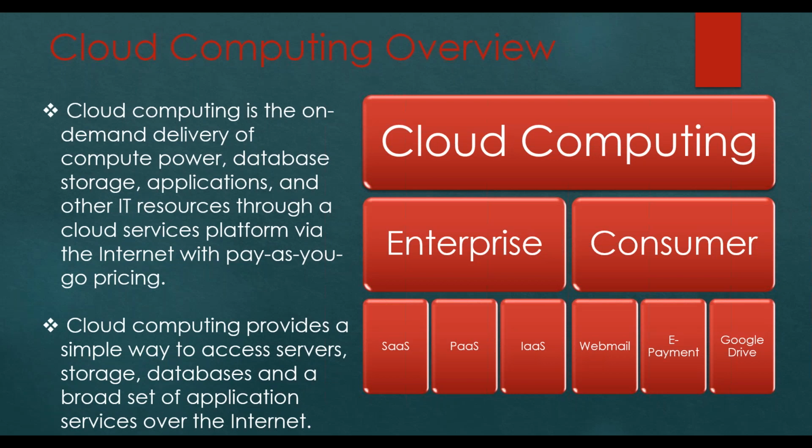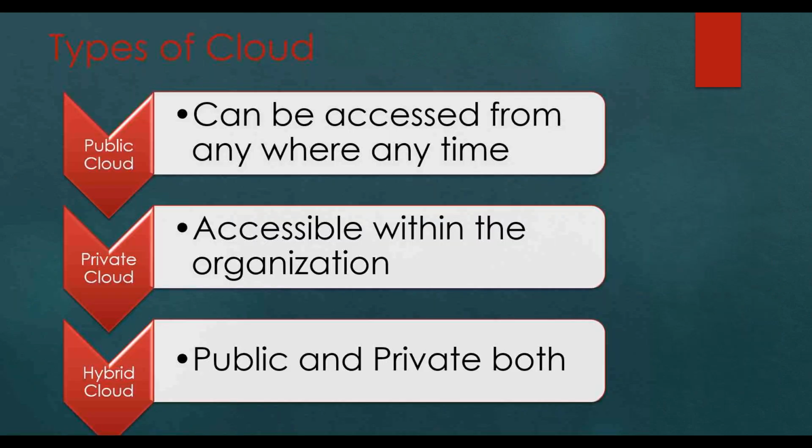If we talk about the types of cloud, there are three types which we can use. One is public cloud, the second is private, and the third is hybrid. If we say, I need a public cloud, this is the type of cloud which can be accessed from anywhere, anytime. You just need an internet connection, and you can use your application which is hosted on the public cloud.